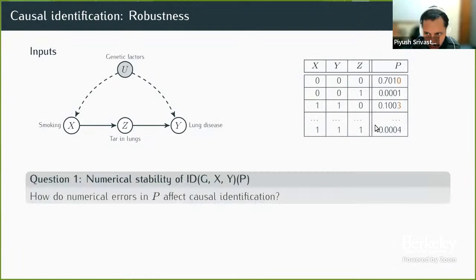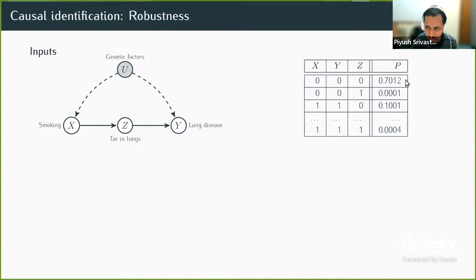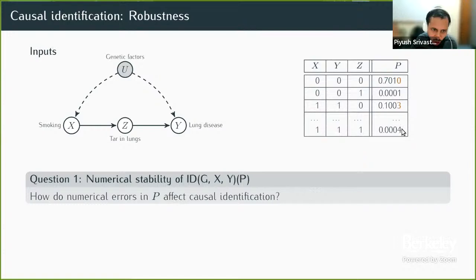So the first obvious robustness question is about the numerical stability of the second step. You have run this combinatorial algorithm, it has given you the formula, and now you're going to plug in this P. But this P is being measured or being tampered with in some other ways. So there might be some errors here. The original actual P might look like this, and then some digits might be off. And the question is, how do these errors propagate as you apply this formula? So that's the first kind of stability question one can ask.